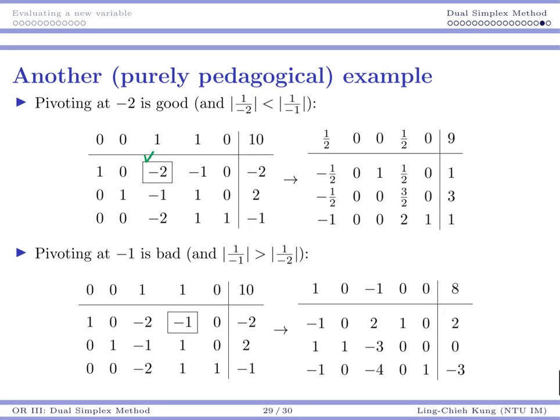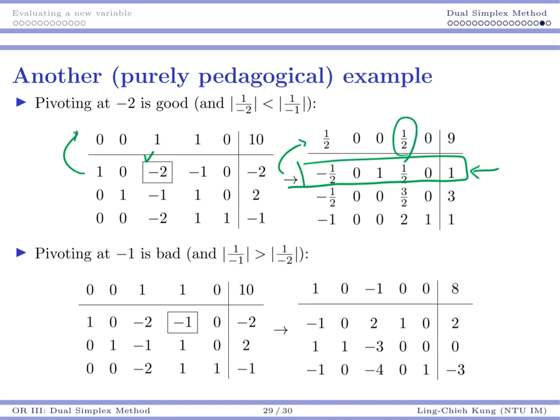Suppose you pick -2, and then you flip the sign by multiplying every number by -1/2. So you get this one. And then you do some ratio test. Let's focus on row 0. Once you fix everything on row 0, you will see that this number becomes 1/2.